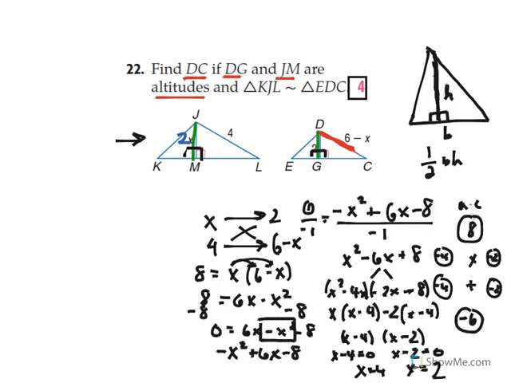Let's try 2. This becomes 2. 6 minus 2 gives me 4. We have 2 and 4, 2 and 4. Oh, that makes congruent triangles. Our triangles should not be congruent. They are similar. Therefore, 2 does not work. 4 works. 4 is the answer.